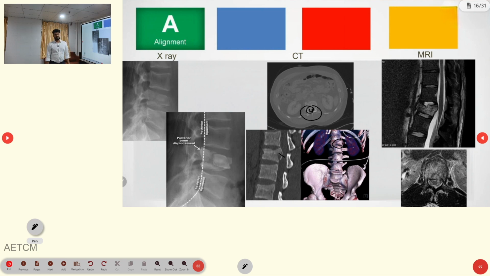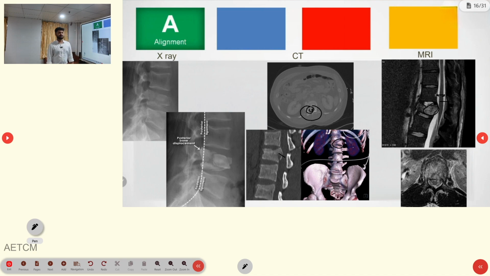You can see if any other soft tissue is involved, any abscess is there, any disc involvement is there. That is better done by the MR. So here you can see the sagittal MR section, T2 weighted image. Here you can see this is the spinal canal. It's the cord, and this is the posterior bulge of the segment into the spinal canal.